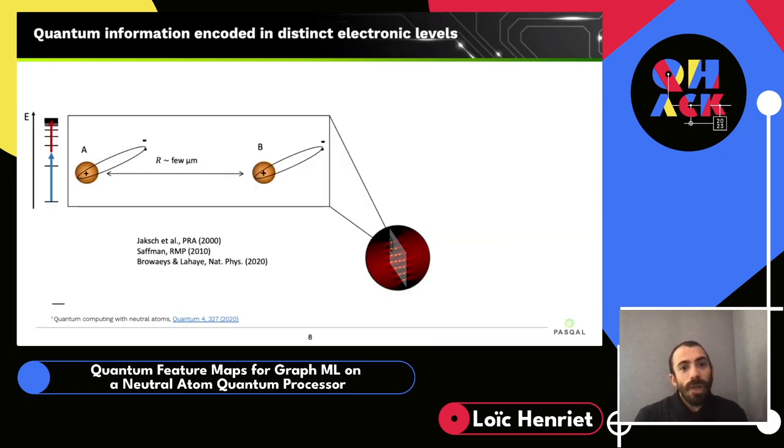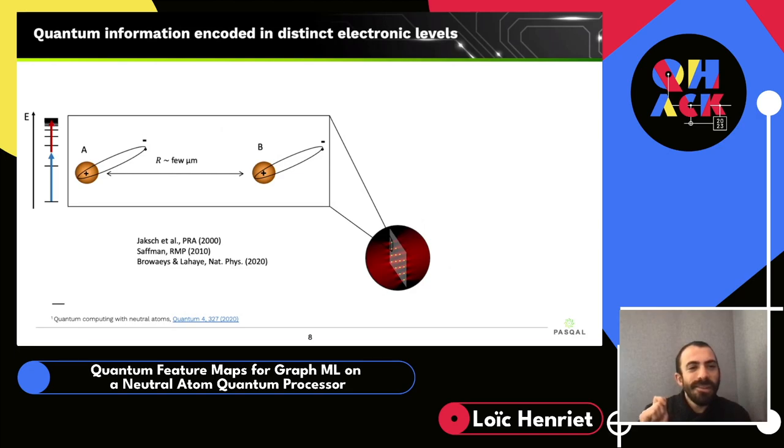So now we have trapped our atoms. It's time to convert them into qubits. To encode quantum information, we use some electronic levels. The zero state will correspond to one atomic state, and the one state will correspond to another electronic state. And to create entanglement, we use a special class of states which are called Rydberg states.